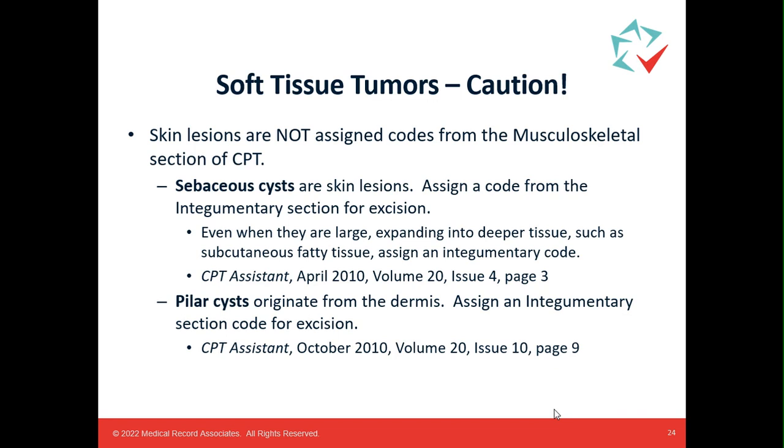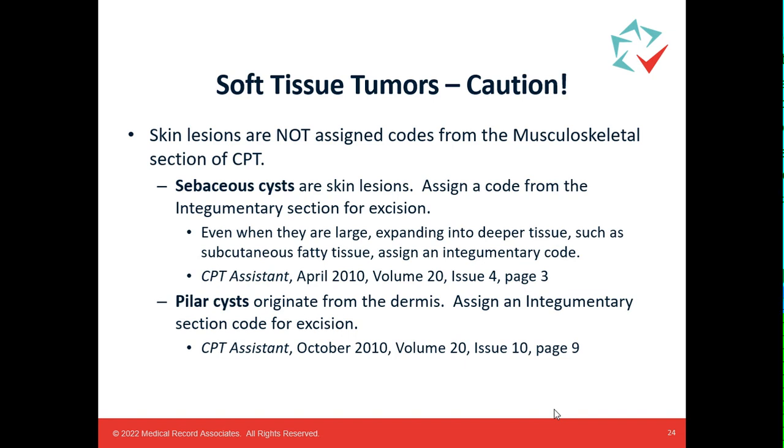As we mentioned earlier, with the soft tissue excision codes, we're talking about tumors that are located in the subcutaneous and lower soft tissues. If your lesion has an origin of dermal tissue, then you'll want to use a code from the integumentary section. For instance, sebaceous cysts. These are skin lesions, and sometimes they're very large and can expand into deeper tissue, such as subcutaneous fatty tissue. But because their origin is skin, we are going to assign a code from the integumentary section when those are excised, even when they're large and expanding into that deeper tissue.